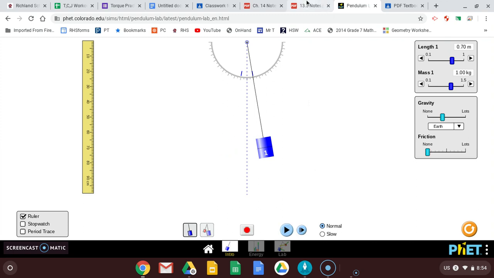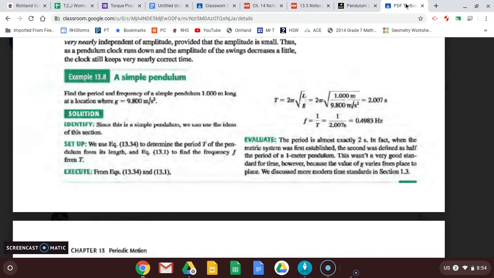So hopefully that example was pretty easy to follow. There's really nothing much more to say about it. I think you guys are ready to do a practice on this stuff.